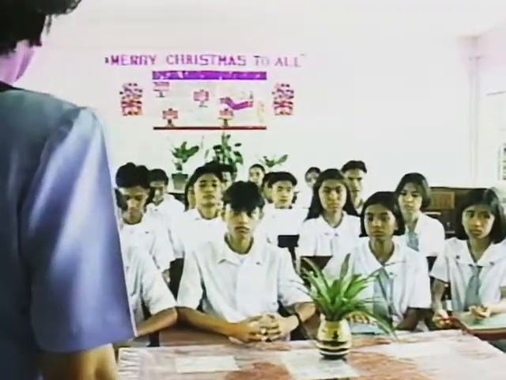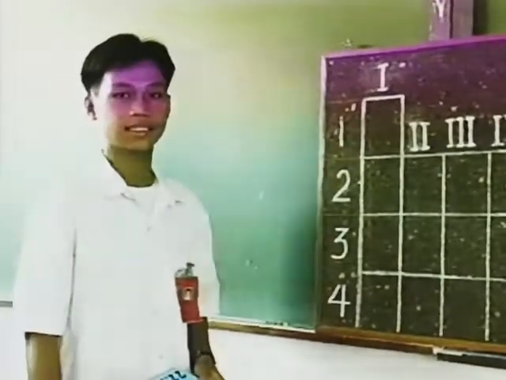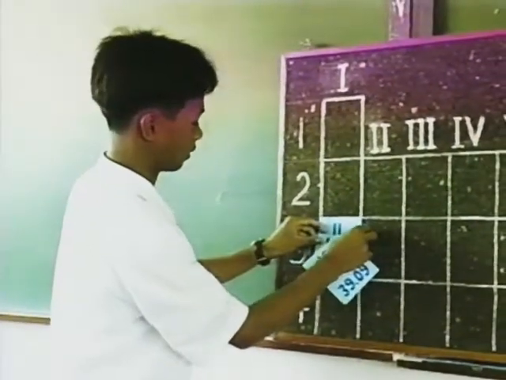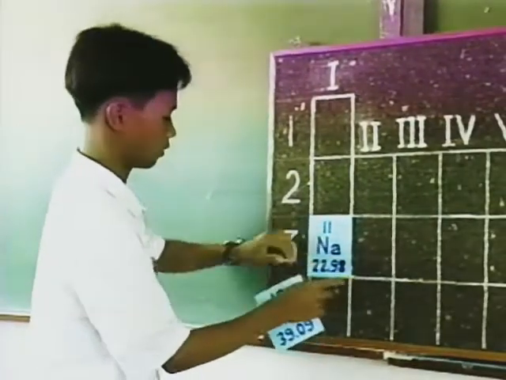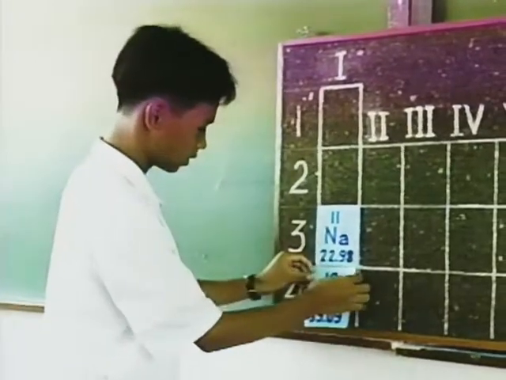Ronald? The total number of electrons in electronic configuration is equal to the atomic number of the atoms. Sodium has 11 electrons and belongs to this space. Potassium has 19 electrons and goes here.